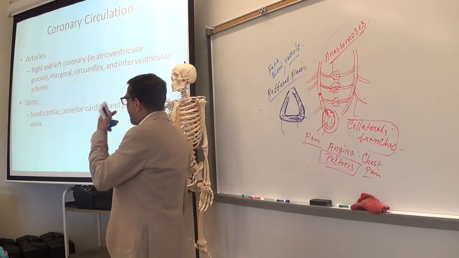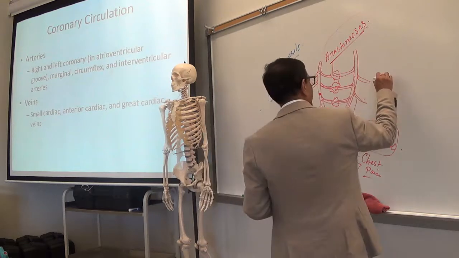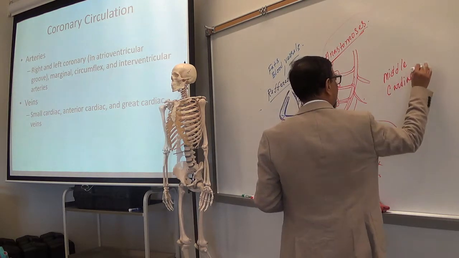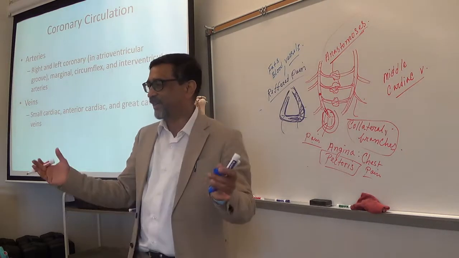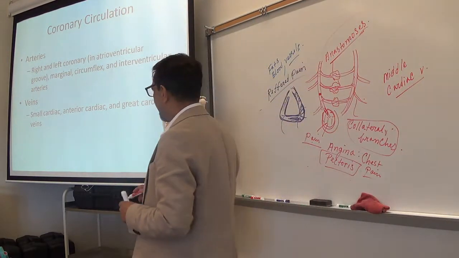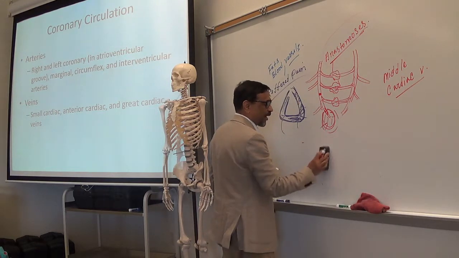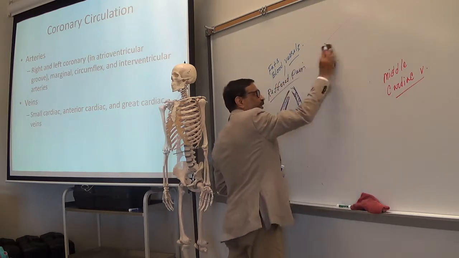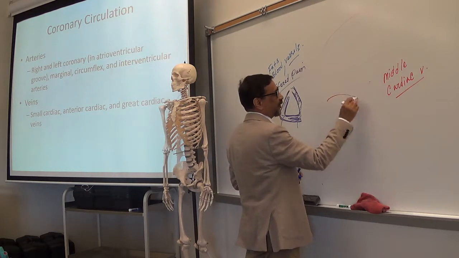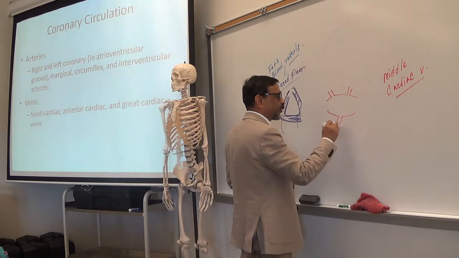Veins are small cardiac vein, anterior cardiac vein, great cardiac vein. Another one, write it down. It's not listed here. Middle cardiac vein. Okay. So small cardiac, middle cardiac, great cardiac. Okay, you can easily remember. Small, middle, great. And then you have the anterior cardiac vein, and most of these veins get deoxygenated blood from the wall of the heart. Arteries give oxygenated nutrition to the wall of the heart, and veins get the deoxygenated blood from the wall of the heart.